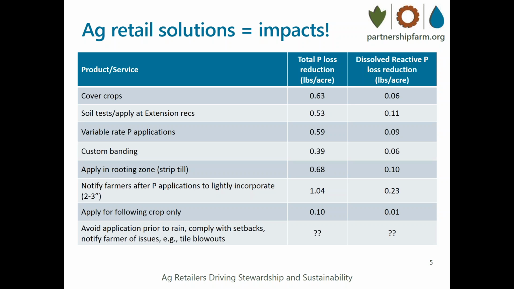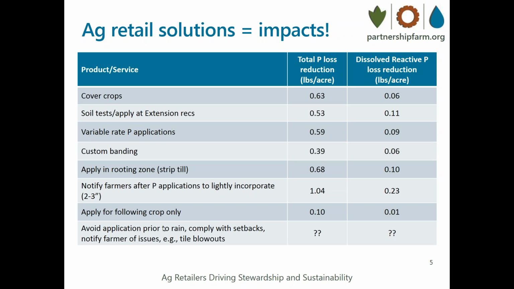We can also let farmers know when a broadcast application has been made so they can get that application covered. We can avoid application before a heavy rain event and abide by setbacks, and let farmers know when we see an issue that needs attention, such as a tile blowout. And of course, applying only enough phosphorus for the following crop rather than the next several crops in the rotation can also help reduce losses. So today we'll hear from experts about strategies to manage phosphorus, particularly that accumulation of phosphorus that occurs at the top of the soil profile.